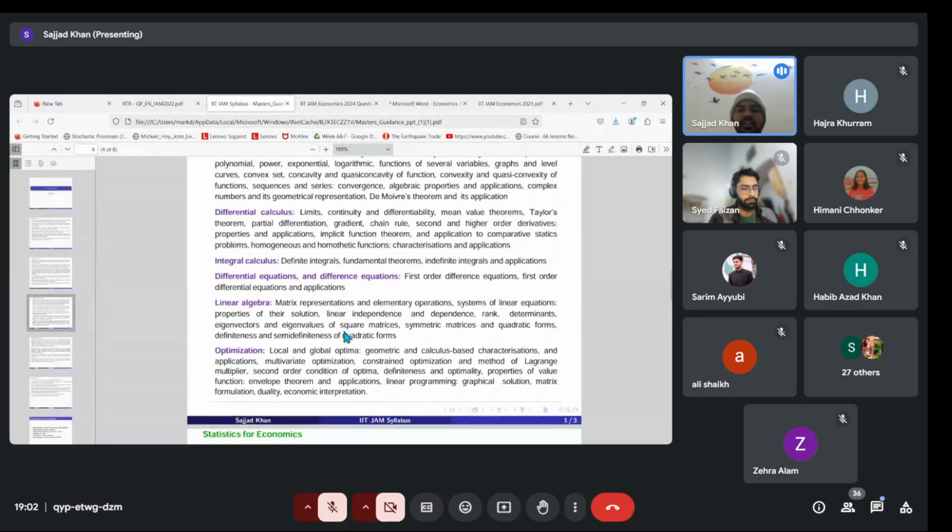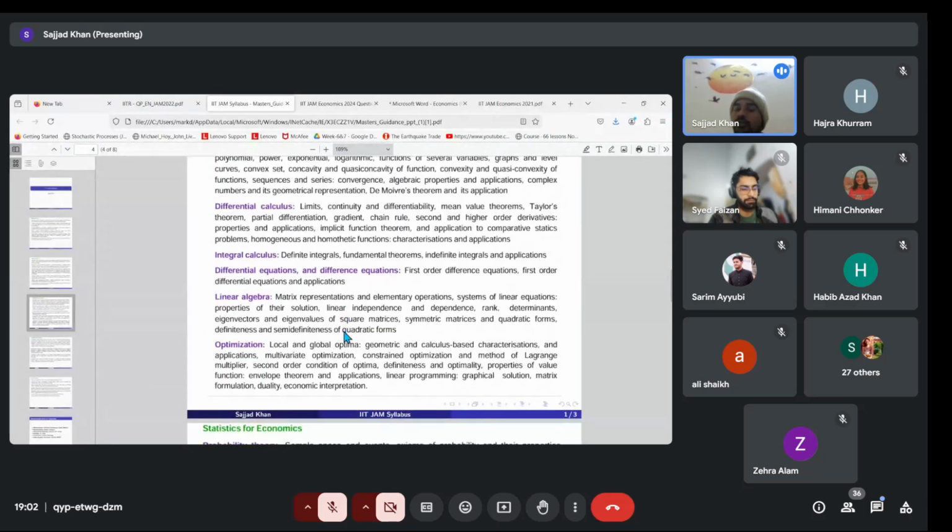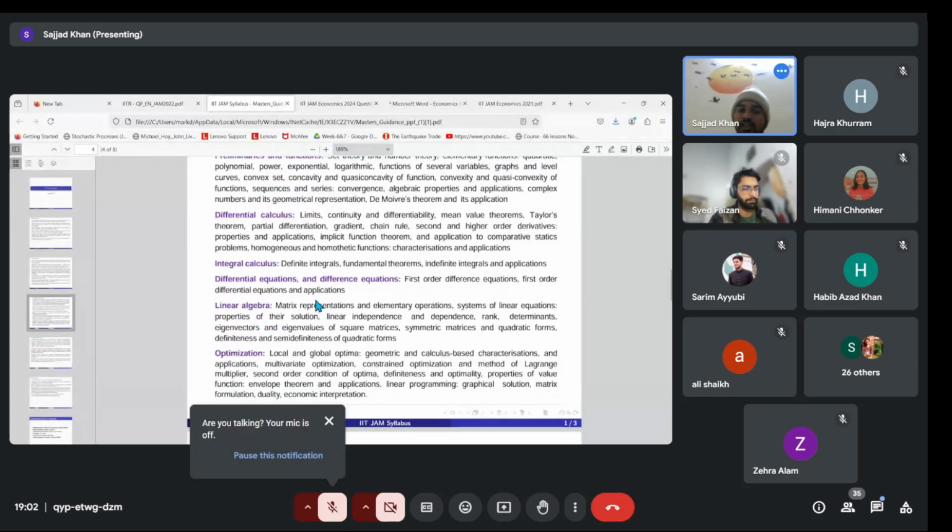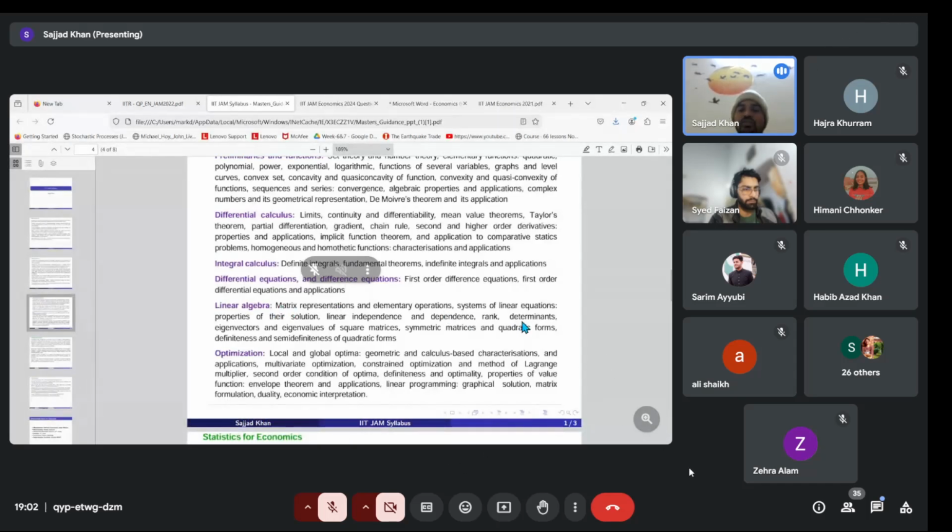So in linear algebra, it is the most important topic in all of mathematics. Even if you do your MSc, you will find the highest weightage for this topic, linear algebra. For a system of equations, it is most important to know the determinant, rank, dependence and independence, and eigenvectors and eigenvalues of a square matrix. They ask about the properties of eigenvalues and eigenvectors, and how to calculate the eigenvalues for a square matrix.